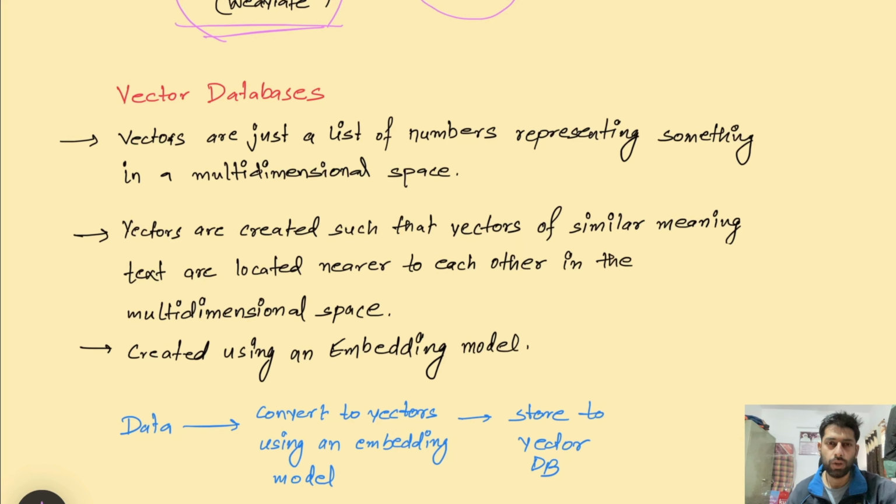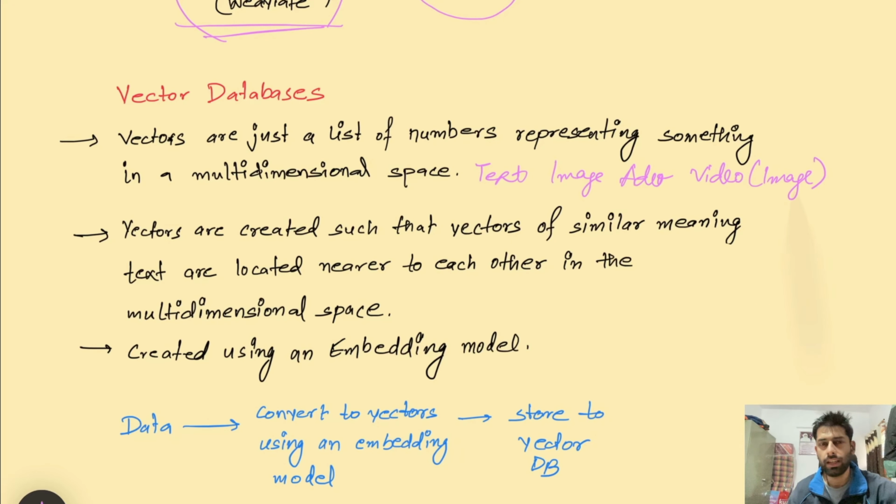Vector databases store vectors. What are vectors? Vectors are just lists of numbers representing something in a multidimensional space. What can they represent? They can represent anything, like text, image, audio, or video. Videos are just a series of images only. So they can represent anything.